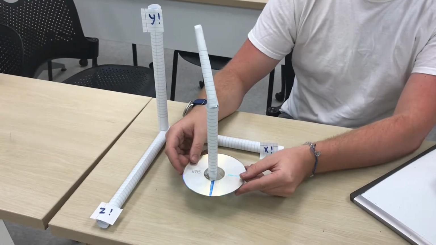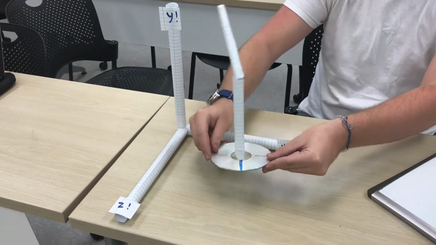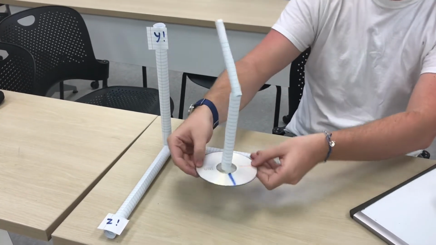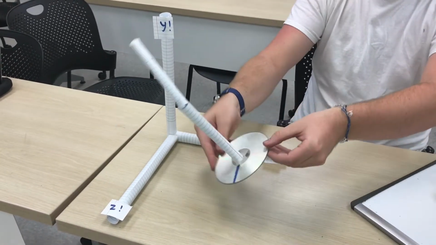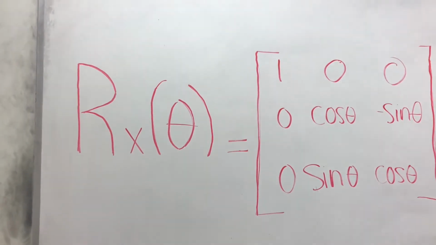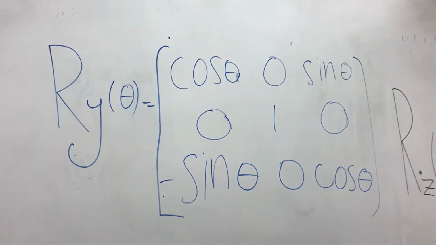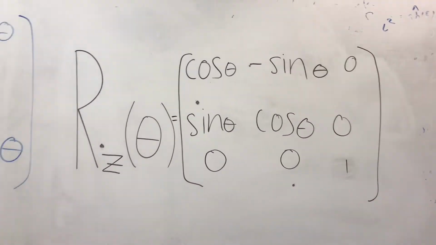Reviewing what we learned before, rotation about the x-axis will look like this. About the y-axis will look like this. And then the z-axis will look like this. So reviewing, these are just our basic rotational matrices about the x, y, and z axis.